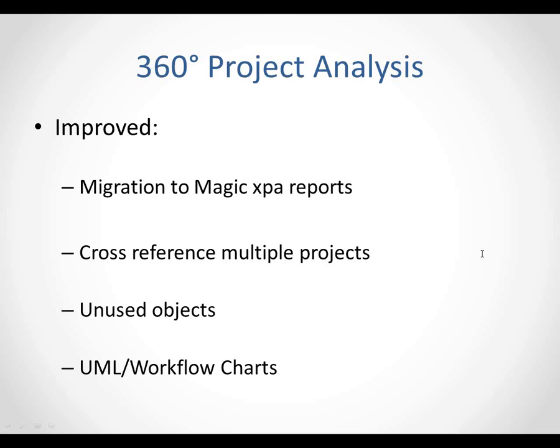Before, when you ran unused objects on components, you couldn't be really sure whether the programs or tables from a component were used in other projects. Now, as soon as you import all projects, Magic Optimizer is going to check for unused objects across all the multiple projects. So this is much, much better. UML workflow charts have been improved a little bit, and the user interface has been upgraded. This has been done more on the back end, the core, to give you more enhancements than just the user interface.